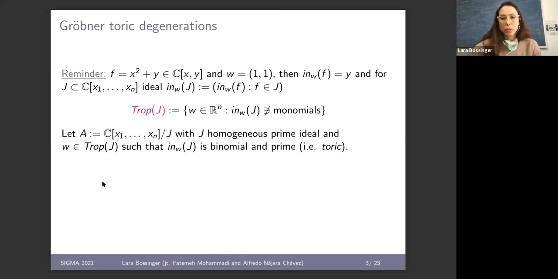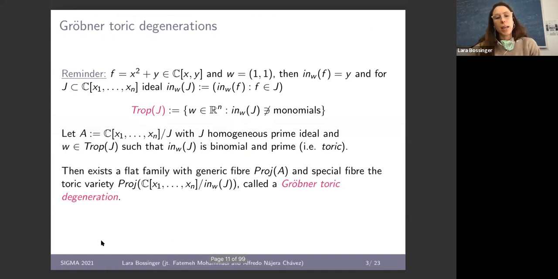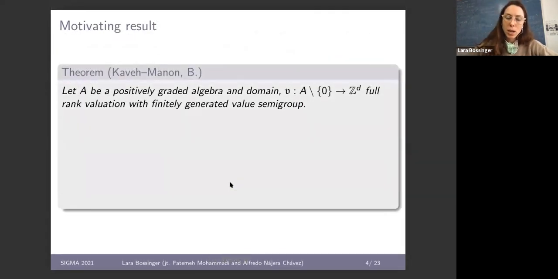whose initial ideal is binomial and prime, so toric, then we can construct a flat family of projective varieties with a generic fiber, the projective spectrum of our algebra, and the special fiber, the projective spectrum of the quotient of the polynomial ring by the toric ideal. This in general is a non-normal toric variety. So it's a Gröbner toric degeneration. These two concepts are closely related, and you can swap from one to the other if you like.